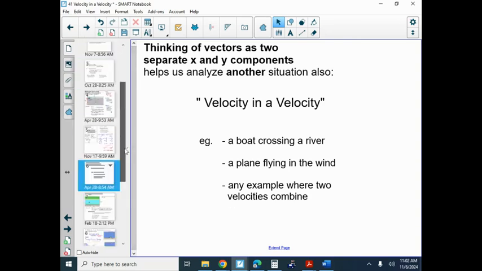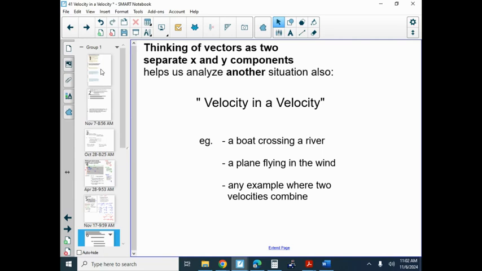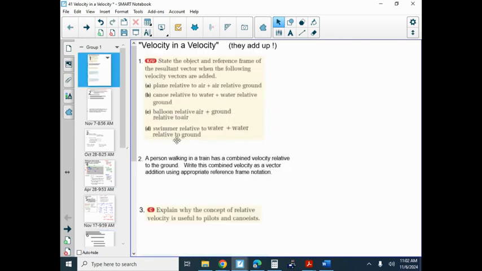So that's it for this lesson. There are some easy starting questions to do with just labeling of things, right? So this one here, obviously this ends up being the velocity of the plane relative to the ground. So it's plane relative to air, and then air relative to the ground. So connect the first one and the last one. I did the first one with you here.